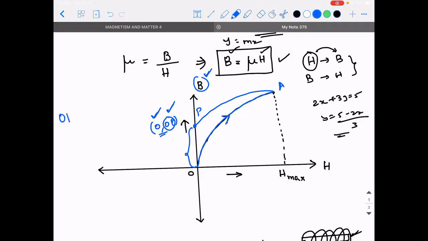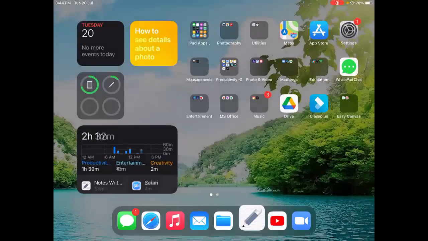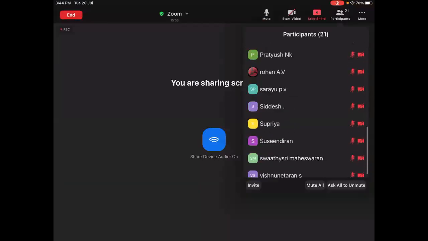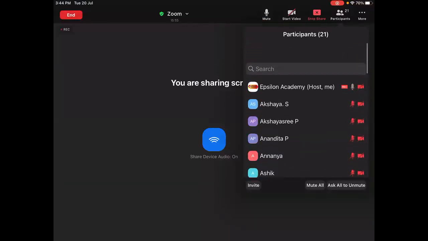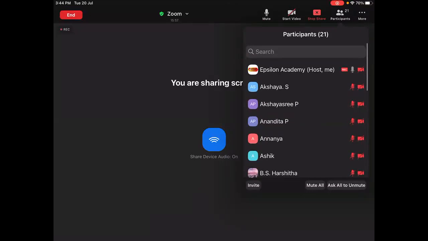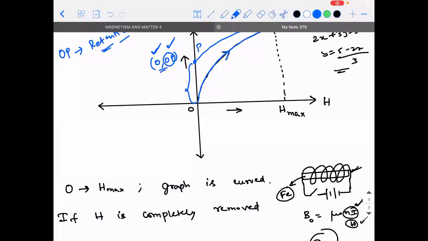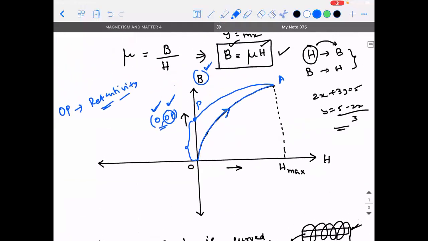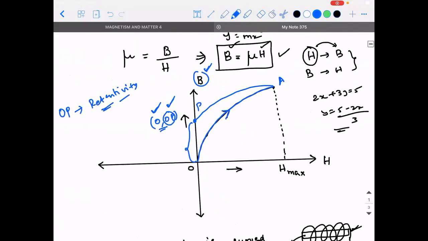Then the distance OP is what is called as retentivity. Am I clear with this? Yes, sir. Right. So what is the definition of retentivity? I'll explain it. But as of now, have the word retentivity in your mind.